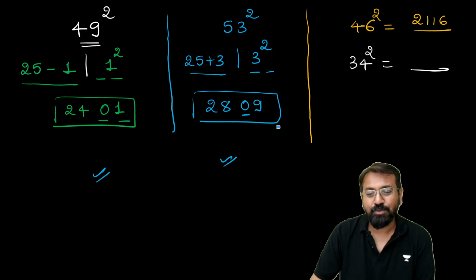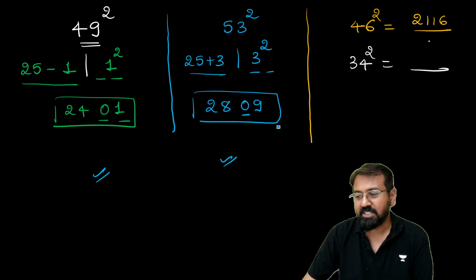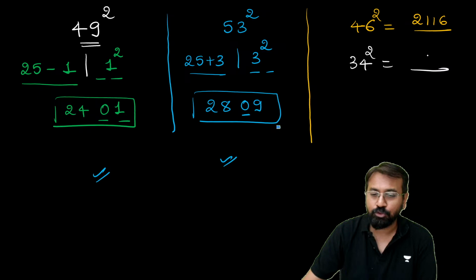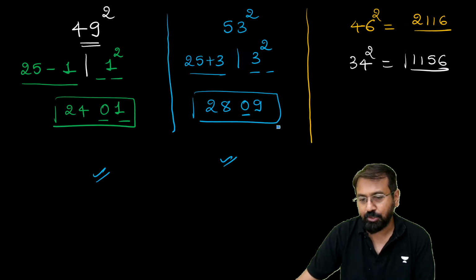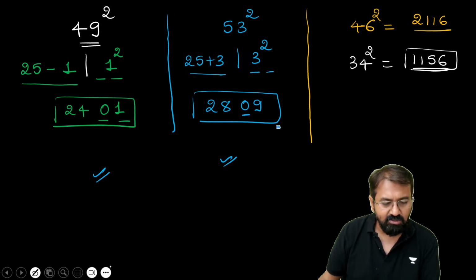Guys, 34 square, how will you calculate? Correct. 1096, it can't be 1096. See, 32 square is 1024, 33 square is 1089, so 34 square is 1156. Guys, it's going to be 1156. So let me show you how we get that answer.